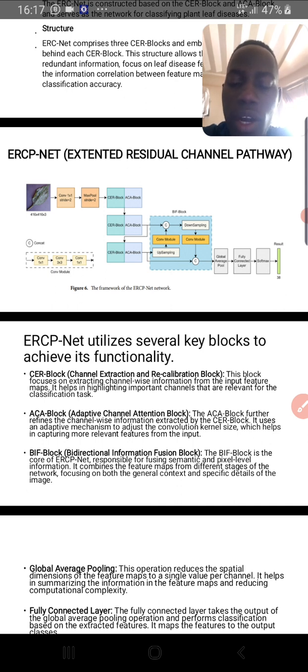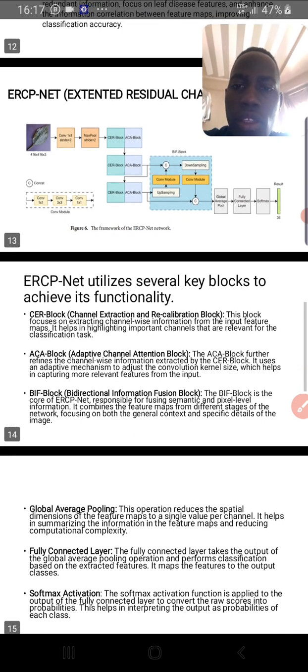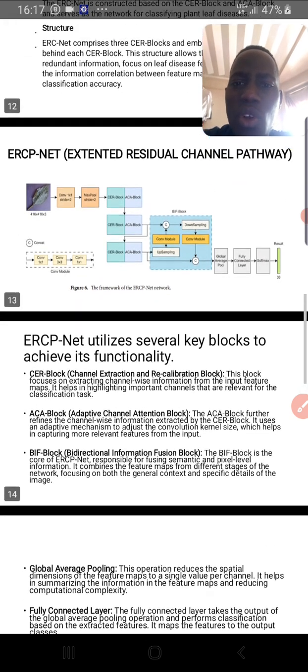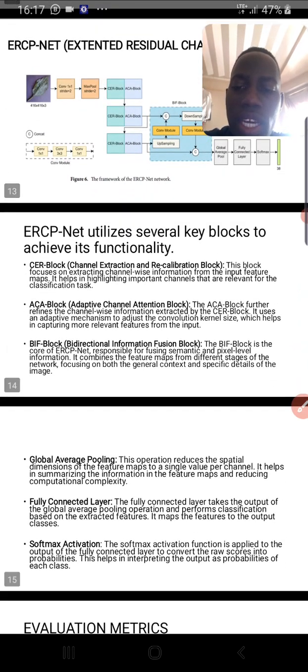Then this model also has a max pooling layer. It has global average pooling, and this operation reduces the spatial dimensions of the feature maps to a single value per channel. That is, it helps in summarizing the information in the feature maps and reducing the computational complexity.